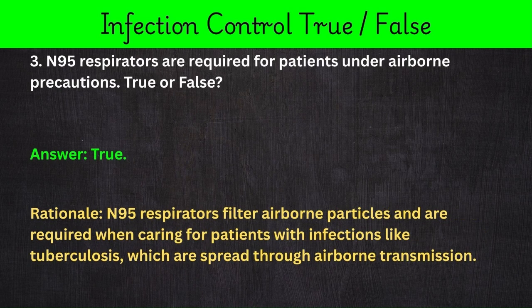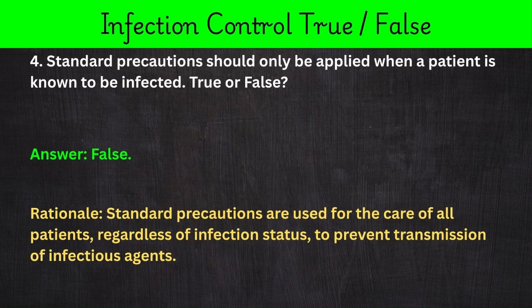3. N95 respirators are required for patients under airborne precautions. True or false? Answer: true. Rationale: N95 respirators filter airborne particles and are required when caring for patients with infections like tuberculosis, which are spread through airborne transmission.